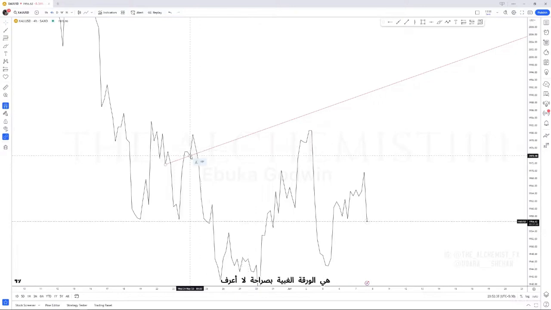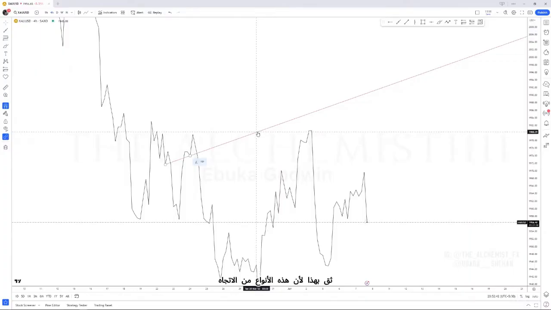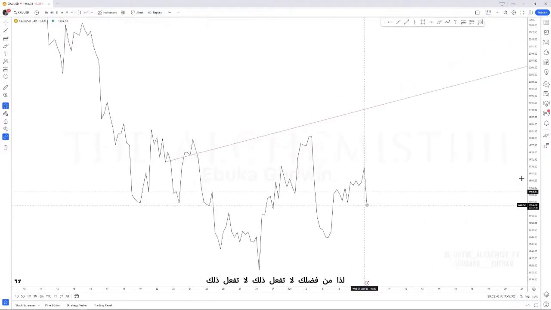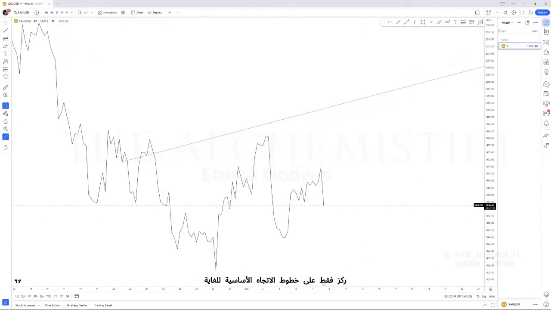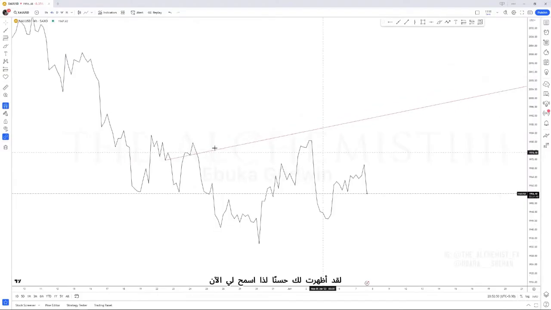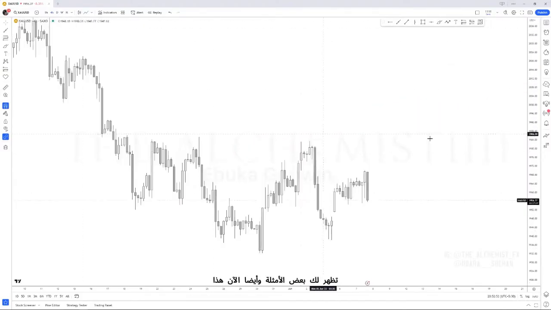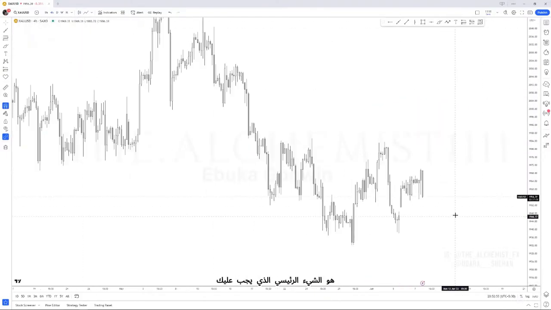This is dumb, honestly. I don't know why people do this and why they even trust this, because these types of trend lines can be drawn from anywhere, right? So please don't do that. Just focus on the very basic trend lines that I showed you. Now let me show you some examples. And also, this is the main thing that you should remember.